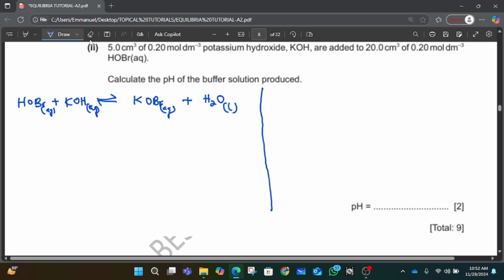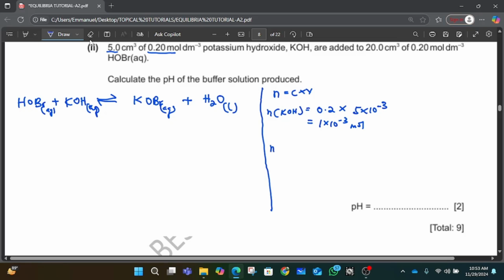Now we need to find the amount of both the acid and the base reacting in this equation. And amount is given as C times volume, as we know the volume and the concentration of both the acid and the base. And so amount of the potassium hydroxide is equal to the concentration, which is 0.2, times the volume, which is 5, but we convert that to decimeter cube. So we divide this by 1000 or multiply with times 10 power minus 3. And so if you do this, you get 1 times 10 power minus 3 mole.